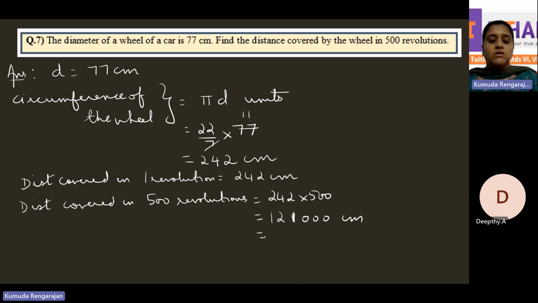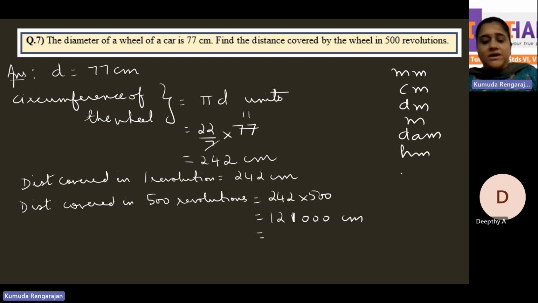Centimeters. Now, who can tell me how to convert centimeter to kilometer? Tell me the metric chart, Satakshi. I'll start for you. Millimeter, centimeter. Continue after this. Decimeter. Next. Meter. Next. Decameter. Hectometer. And kilometer.